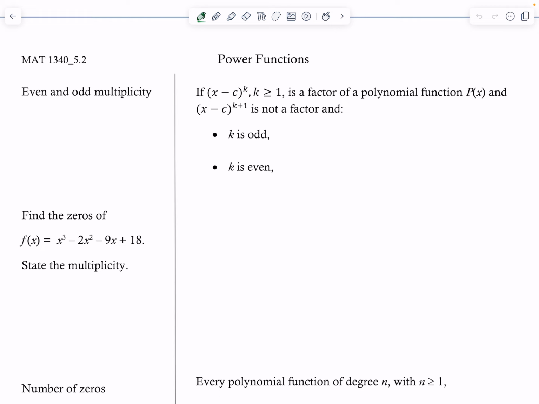The multiplicity is how many times a factor happens. Just so this is in the notes and the answer key: if the multiplicity is odd, your curve or the graph will cross the x-axis.